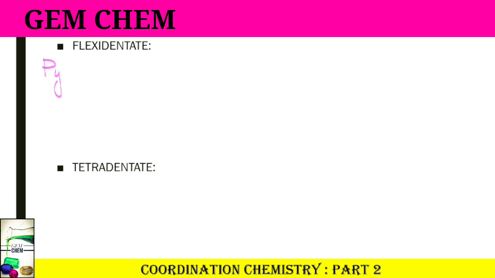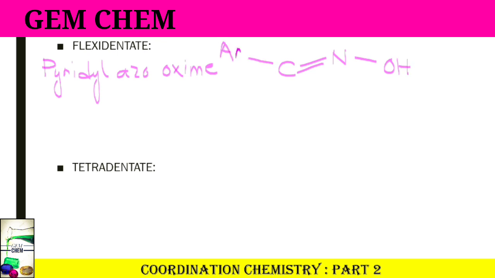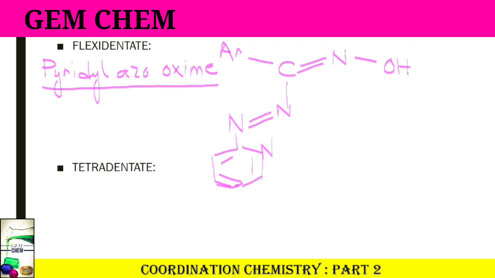Pyridyl azo-oxime. So first we have a carbon, azo-oxime NOH, and we have an aryl group, same azo bond. Then we will have a pyridine. Here we have a nitrogen. This will be joined together to form a pyridine. This is done. So this is our pyridyl azo-oxime.